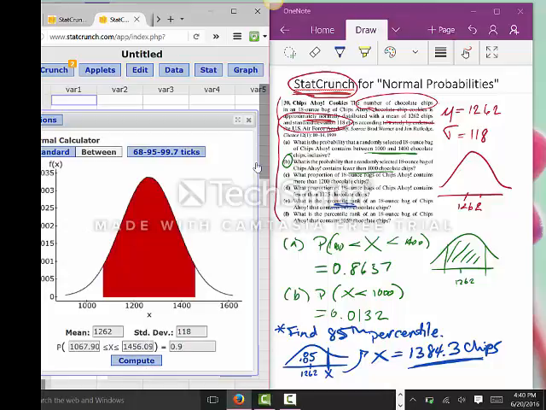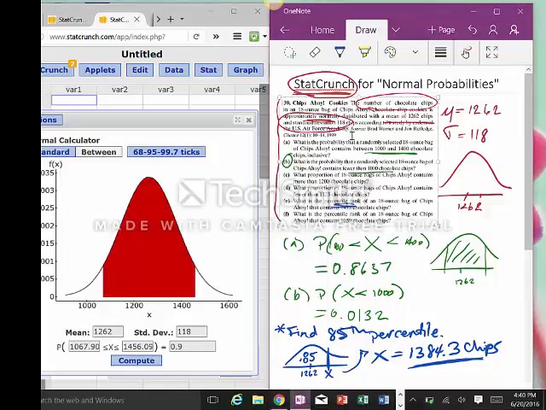All right. So play around with the normal distribution. Chapter 7 is really, really important. If you have questions, send an email.